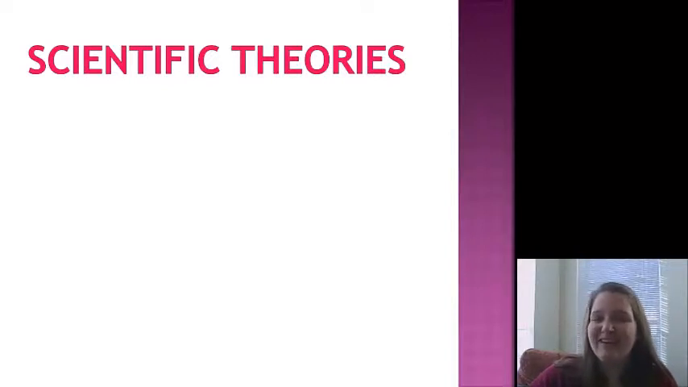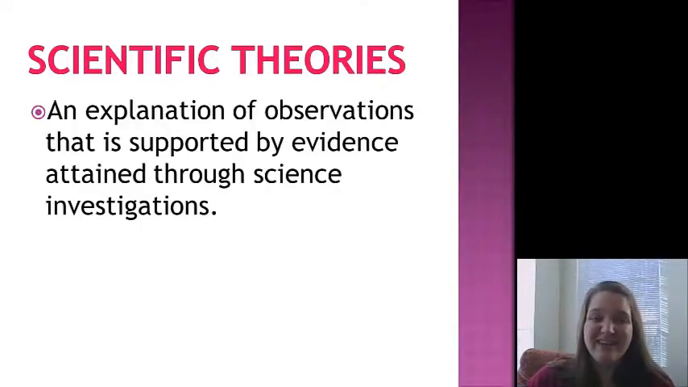Let's begin with scientific theories. A scientific theory is an explanation of observations that is supported by evidence attained through science investigations. Let's work through this definition for just a second. First of all, scientific theories are an explanation of the observations that are supported by evidence. That means that these explanations are pretty much true because they're supported by evidence that's been attained through science investigations.